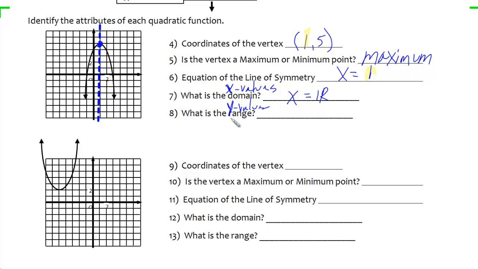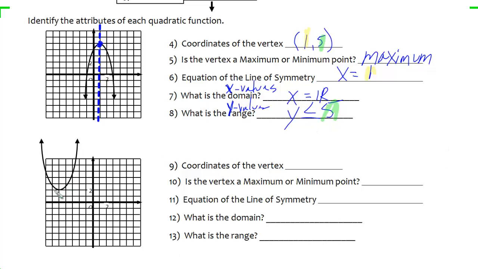And then the y values are the values of y that are, since I have a maximum here, I see my graph's actually going downward, so that's less than or equal to. And what's the highest value, that maximum, the greatest value of y that you can have? And it's going to be 5. So I see that that also corresponds to the y value of my vertex. So a relationship there between the vertex and the range of the function. Let's look at the next one down below.